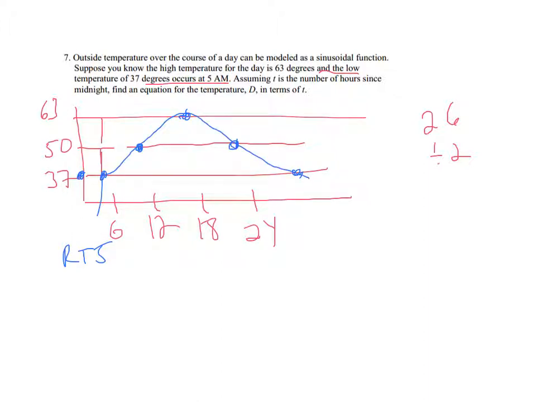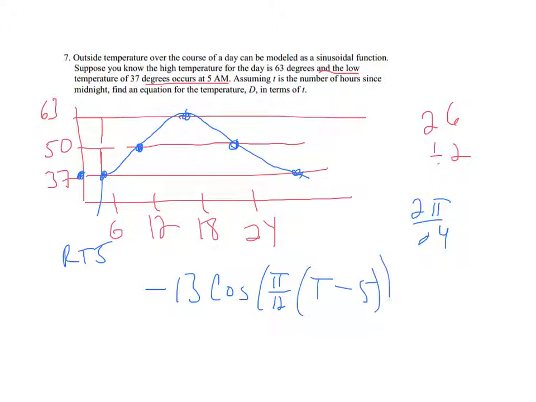So I'm seeing another reflected cosine graph. I know the amplitude is 13, so negative 13 cosine. The period is 2 pi over 24, which is pi over 12. But because I've got a shift going on here, I've got to remember it's going to be t minus 5. So I've got to go to the right 5. You didn't hear me almost make that mistake. Then I'm going to add 50.